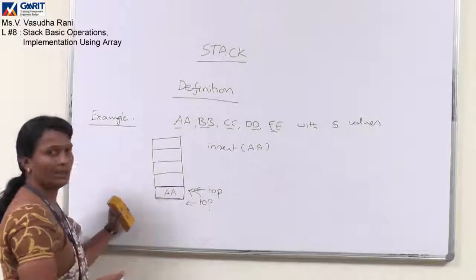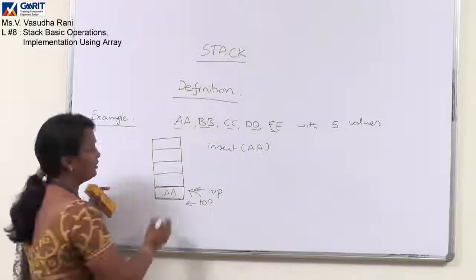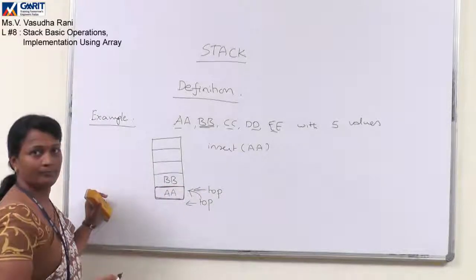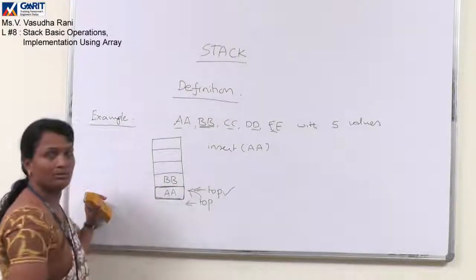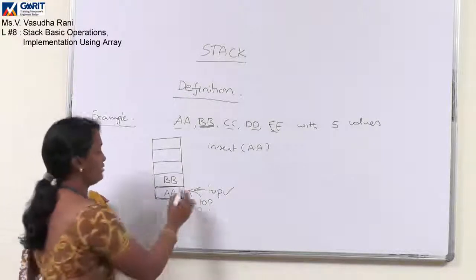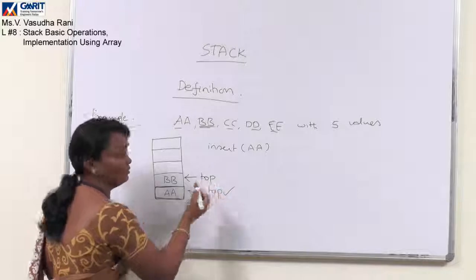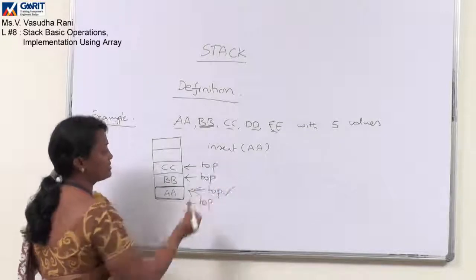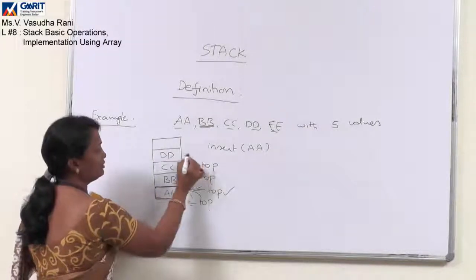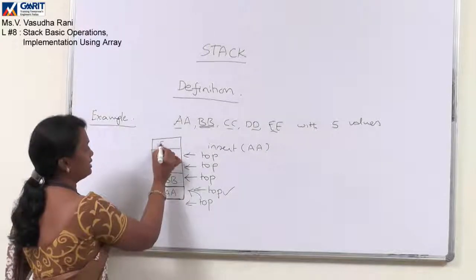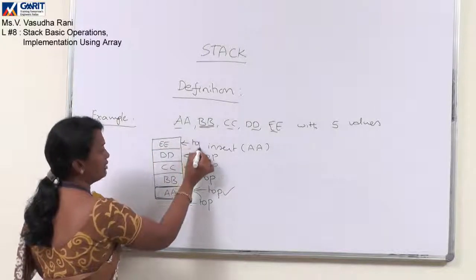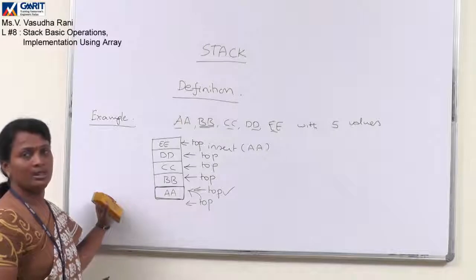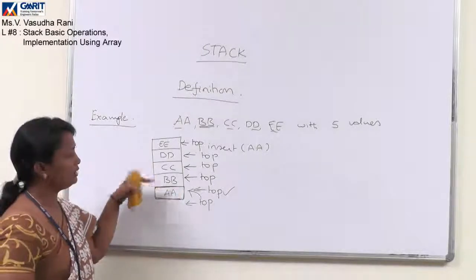Now the next element is inserted on top of AA. So next element BB comes on top of AA. Top always refers to the topmost element in the stack, so now BB is at the top. Next element CC we insert here, so the top of the stack is CC. Next DD is inserted here, and next E is inserted here, and this is our final top. Our stack size is limited to 5, so only 5 elements can be inserted one after another through the top.